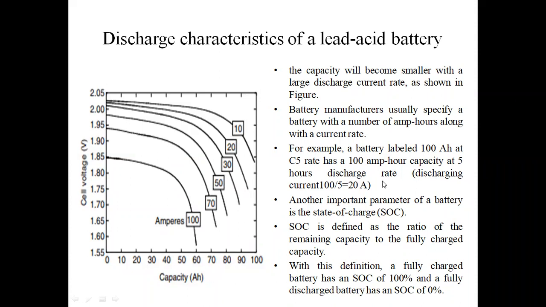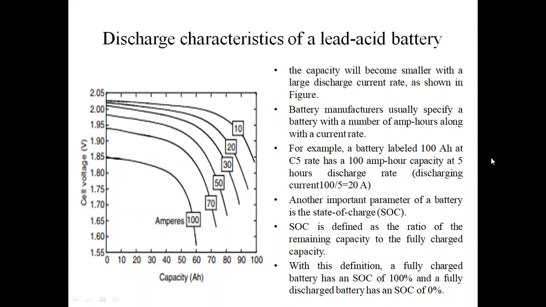Okay, the battery will discharge with a 20 amperes load. The battery will discharge in 5 hours. Okay, this is the formula: 100 ampere hour, and this 5 is the 5 hours. Okay, current capacity is 20 amperes. Like this, we will get.